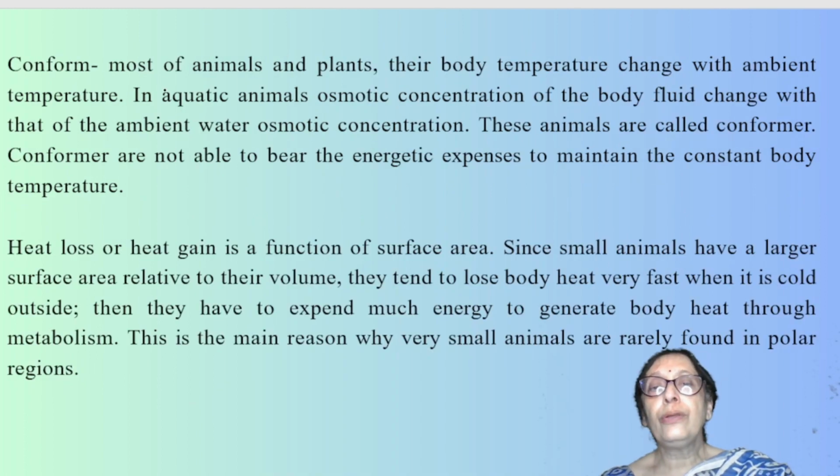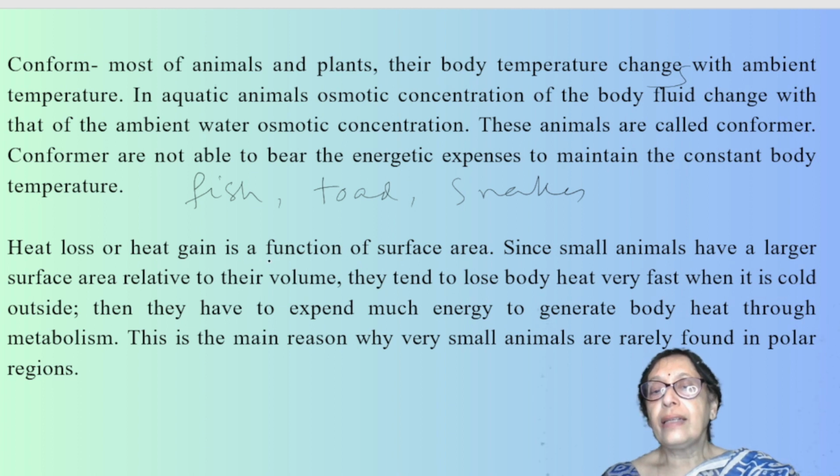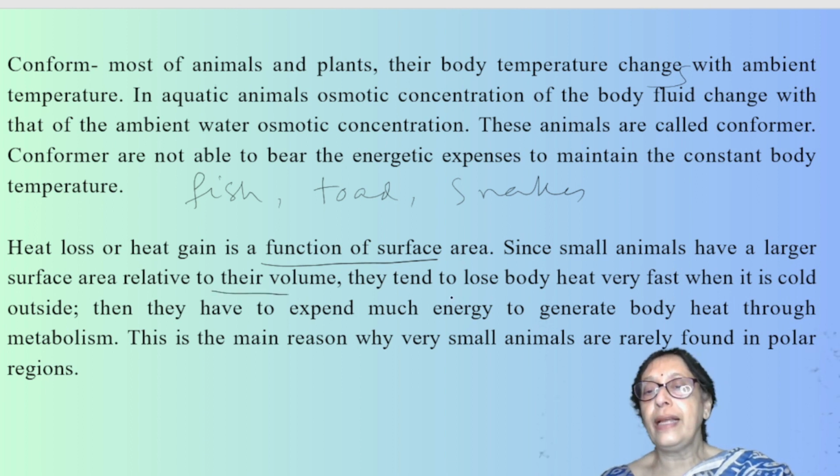So conformers are those animals and plants where body temperature changes with ambient temperature, as for example fish, toad, frog, snakes, crocodile, etc. Heat loss or heat gain actually depends upon the surface area. Now, small animals have a larger surface area relative to their volume, so they tend to lose body heat very fast when it is cold outside.